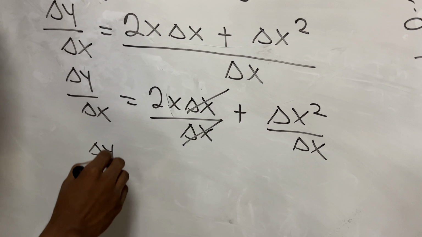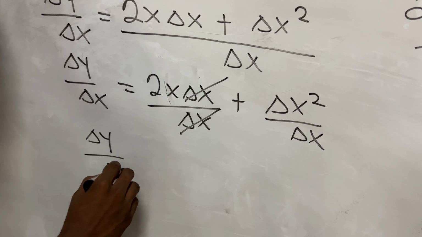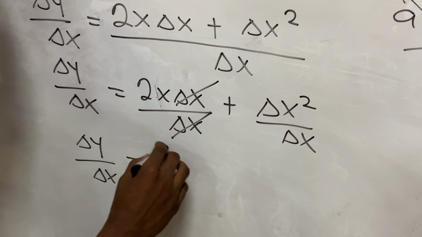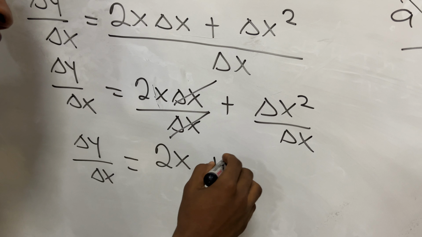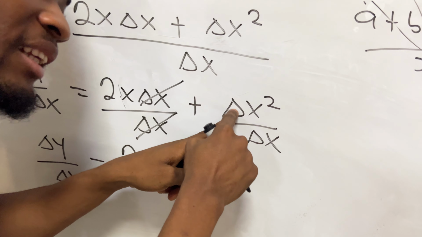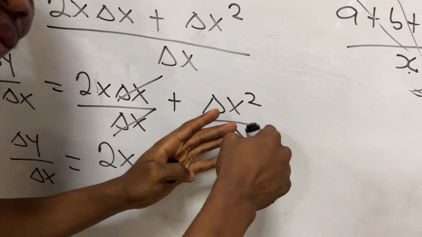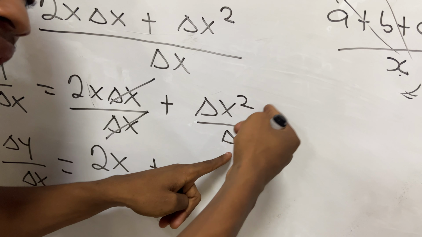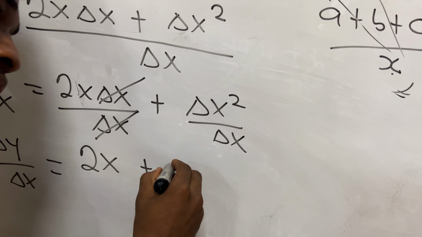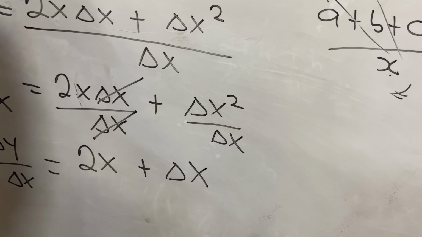So I have my change in y over my change in x equals, I have 2x plus, here you realize that this is the same as delta x times delta x. So this delta x will cancel one of the delta x here. So I'll have delta x over here.